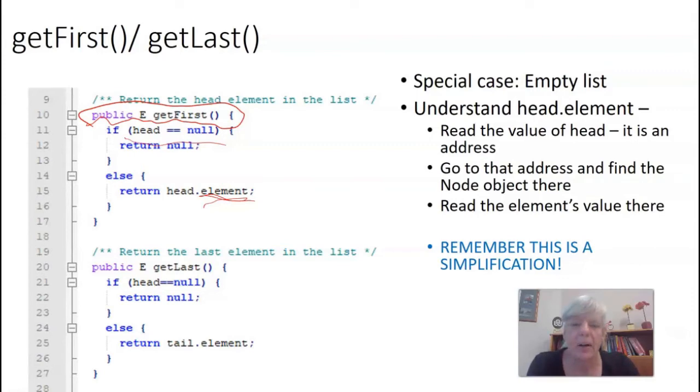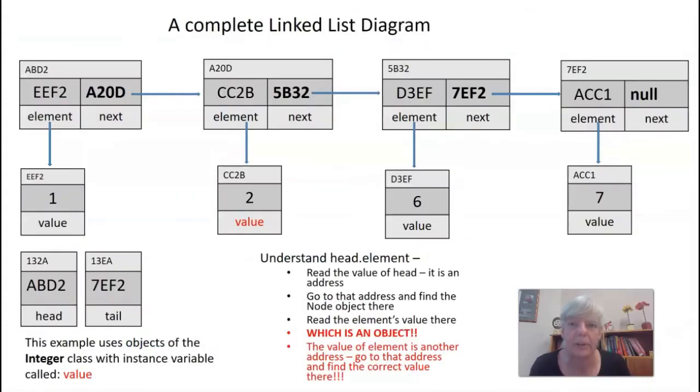Have a look at getLast, and you should really pause and stare. If you do not understand, why do I say this is a simplification? Because when you follow these steps, read the address of it, go to the address and find the node there, read the element's value. Remember that the element's value would actually be an address, and that will refer to another place. So it's working, but it's not as simplistic as I make it out to be.